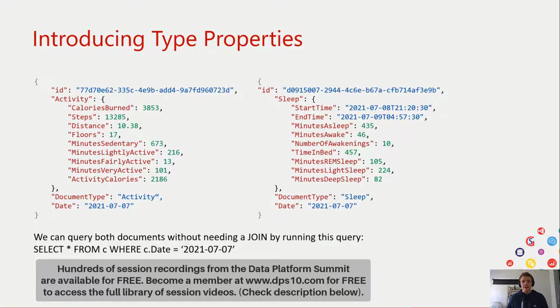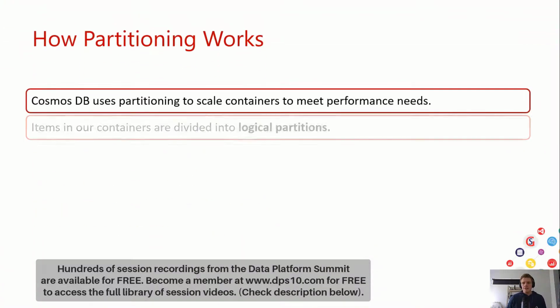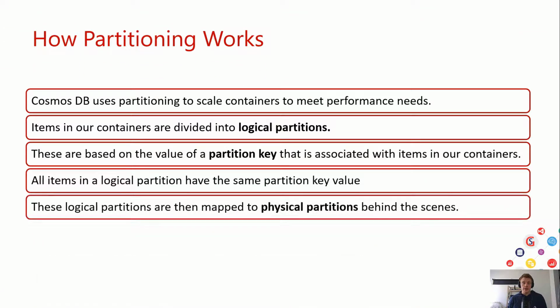And this moves on really nicely to how we can partition our data in Cosmos DB and how partitioning influences the design choices we make when we're modeling our data. So how does partitioning work in Azure Cosmos DB? Partitioning is used to scale individual containers in a database to meet the needs of our applications.